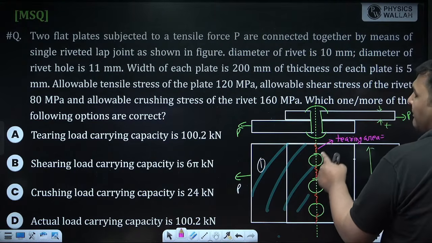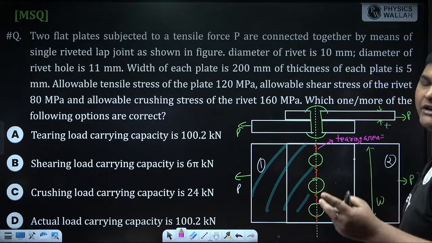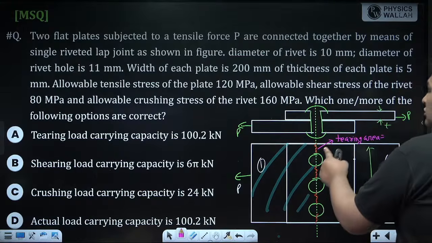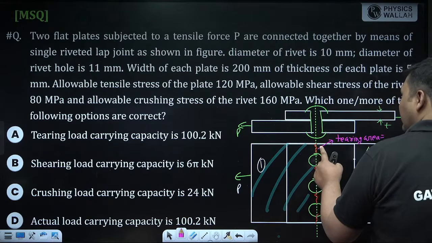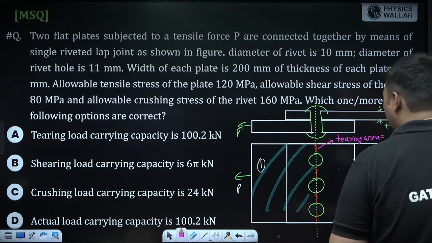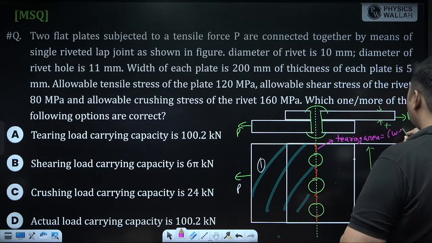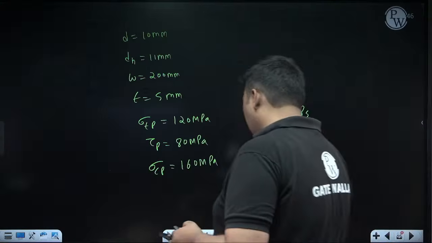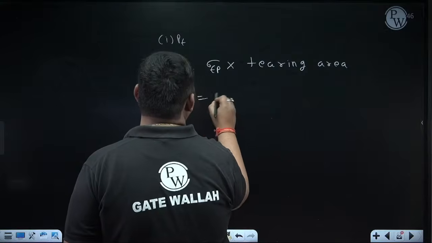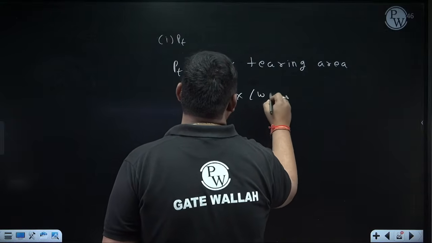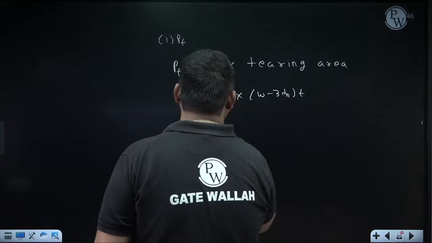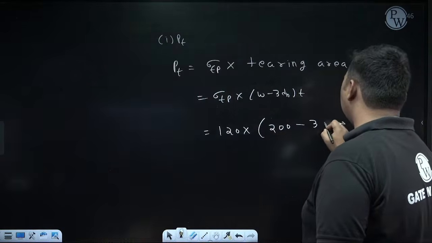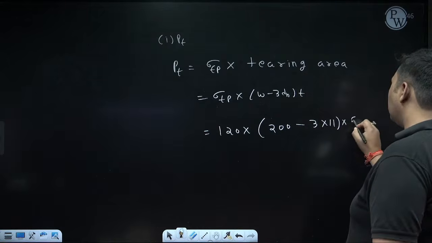Because there are 3 rivets, actually there are holes in the plate. So here 3 holes will also come. To find the effective width of the plate, we need to subtract the diameter of 3 holes. So effective width will be W minus 3dh, into thickness of the plate T. For this question, this is the tearing area: sigma Tp into W minus 3dh into T. Now, sigma Tp is permissible tensile, which is 120. W is 200, minus 3dh is 11, into thickness of each plate, which is 5 mm.